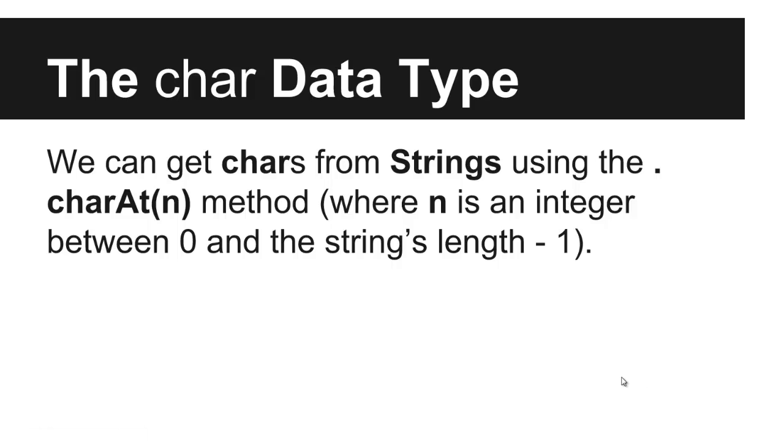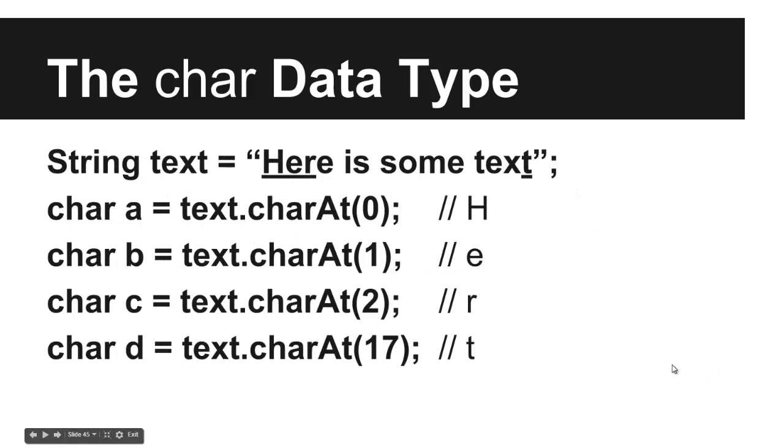And so we get chars from strings using the string's charAt(n) method, where n is some integer between 0 and that string's length minus 1. And we'll talk more about the significance of those numbers also when we talk about arrays. So for example, let's say we have this string called text, which says "here is some text." Now this is 18 characters long, counting white space.